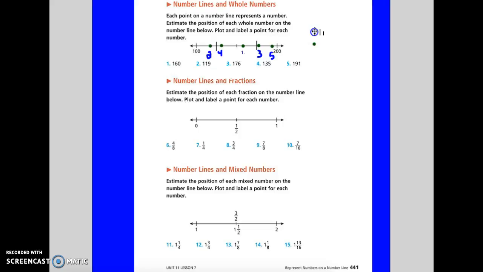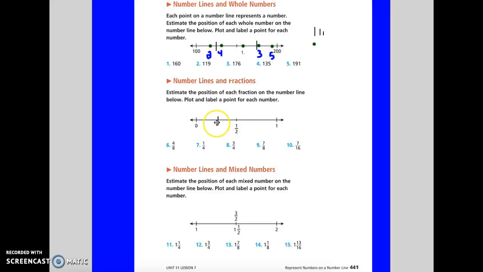So the first thing I always do is try to divide everything in half. I'm going to put a line here, and I'm going to think, okay, what fraction is halfway between 0 and a half? And from our fraction unit, we know that halfway between 0 and a half is 1/4.